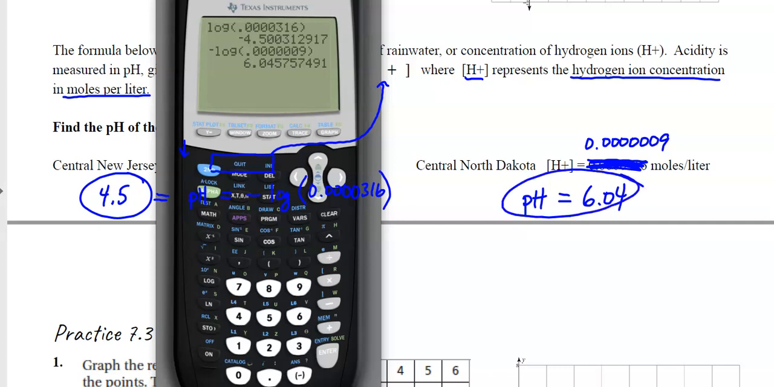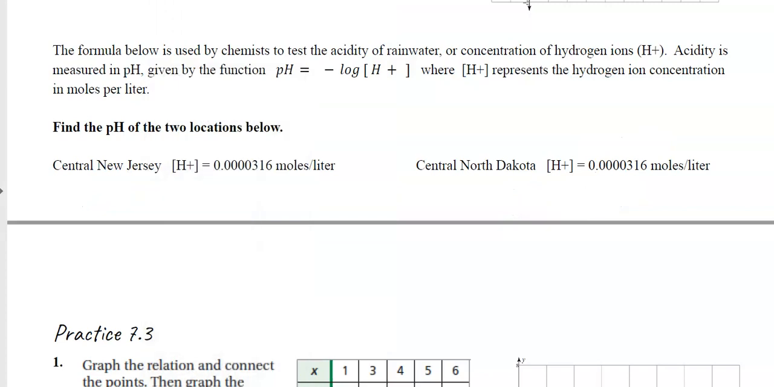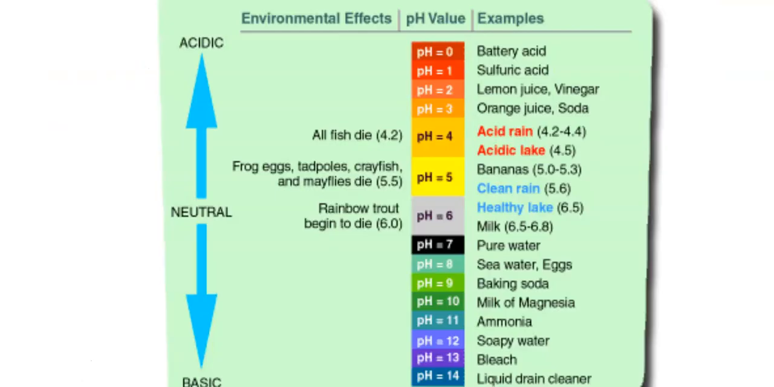So two different parts of the country, two completely different rainfalls as far as the acidity. Let's just double check. I'm going to pause the video and come back with a little chart that shows you acidity and alkalinity. All right, so I found a pretty cool chart here that actually breaks down these numbers. As you go towards 0 on the pH scale, that's acidic. As you go to the top, that's alkaline.